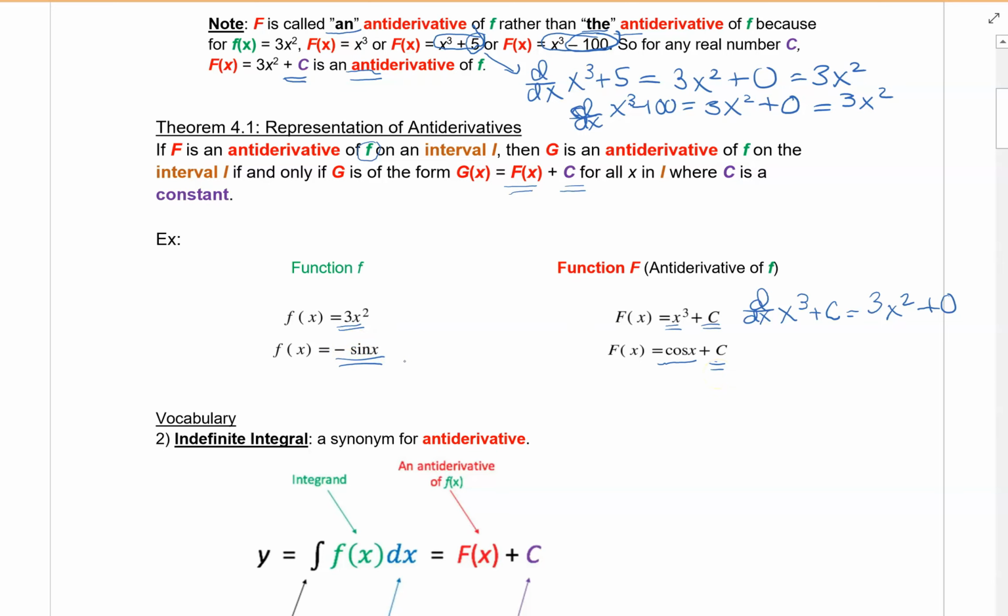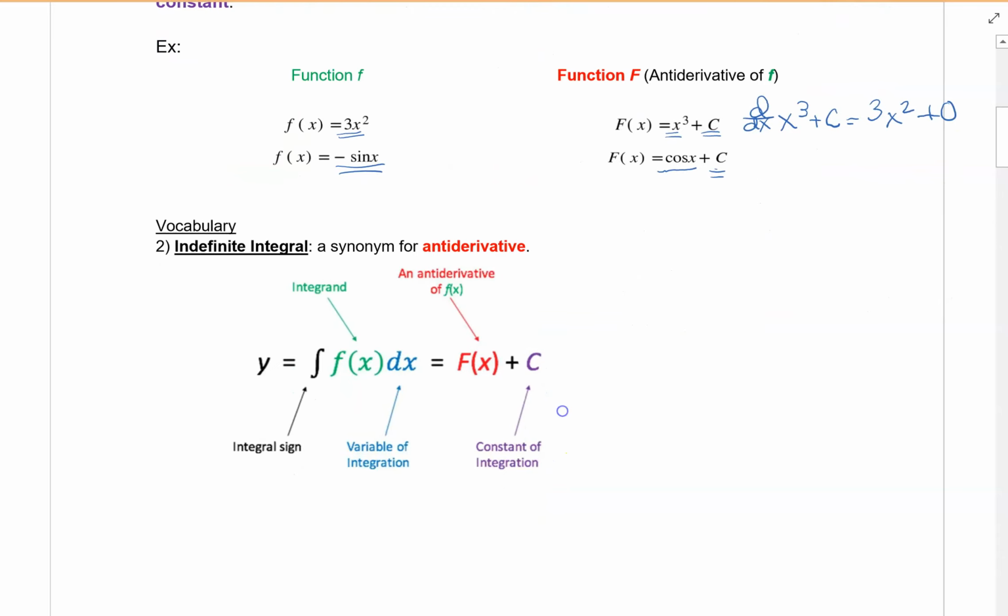Now, another term we use when finding antiderivatives is called the indefinite integral. An indefinite integral looks like this. It looks like a stretched out S symbol, and there's no number at the bottom or the top. Basically, it's an integral sign without any limits to it, so it's indefinite. That's why we call it an indefinite integral.